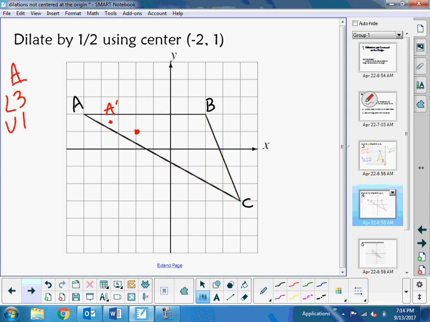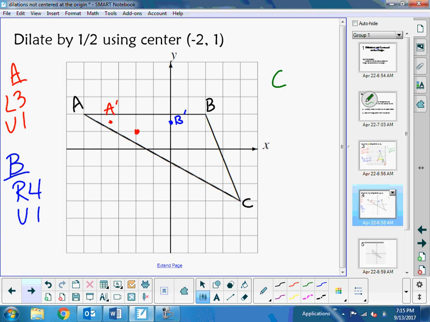Remember, we're traveling from our center. Now point B. From our new center, we are 1, 2, 3, 4 to the right and up 1. So right 4, up 1. Again, multiply by a half. That means I really need to go to the right 2 and up a half. There's B prime.